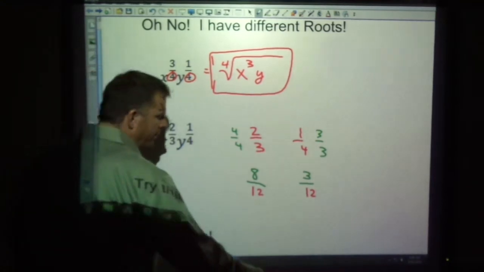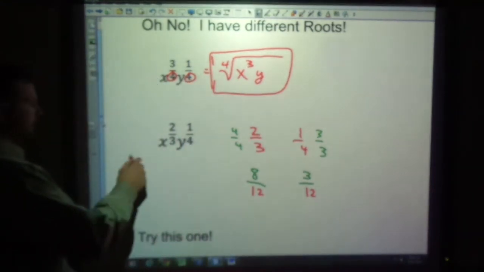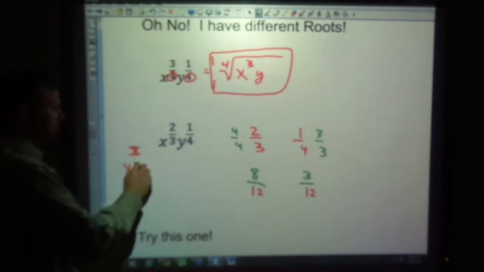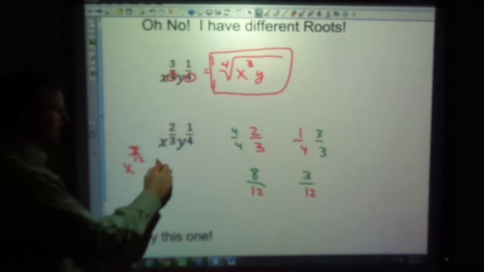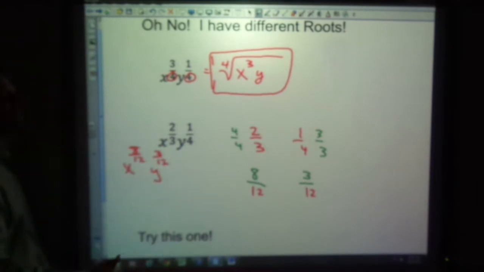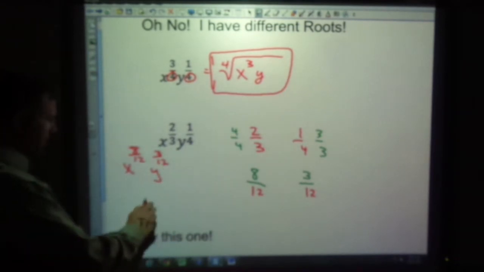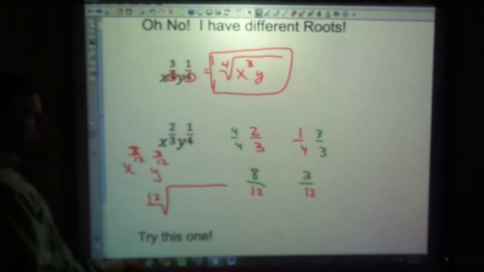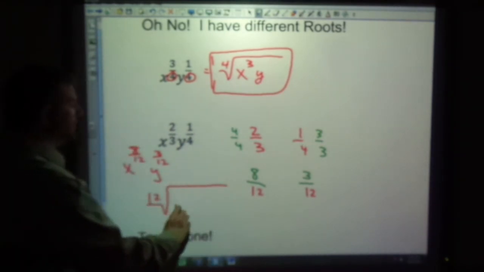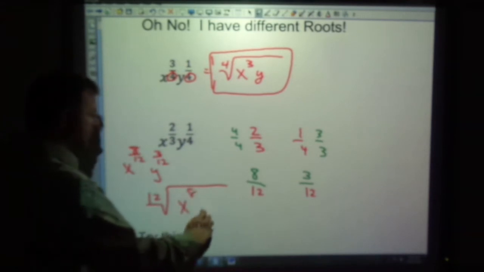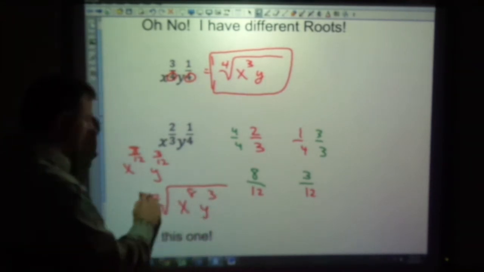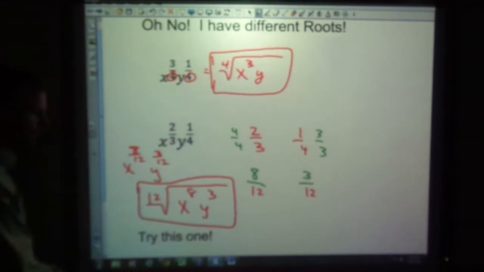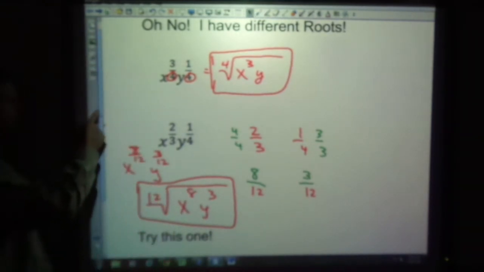Now I would have both 12s as my denominator, so I could just rewrite this. This is equivalent to x to the 8/12, y to the 3/12 power. So now to change it, I'm just going to use the 12th root. That's okay, even if it's a big number. It's the same root, though. It's one radical. X to the 8th, y to the 3rd. And that is okay. That's acceptable. It's into one radical. So here's one problem I'd like you to try.